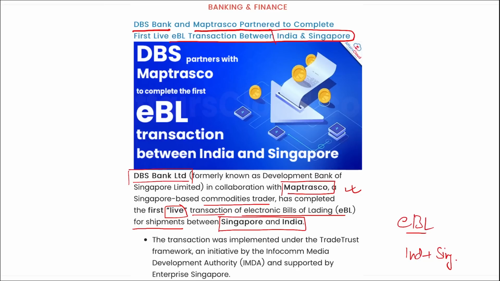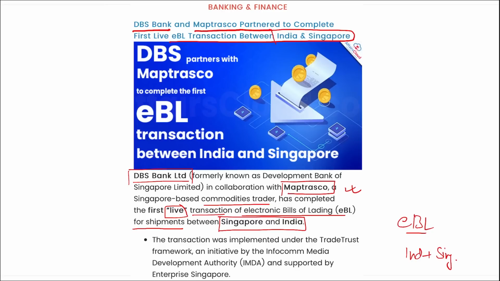Then next, remember, this shipment or the transaction was completed under the trade trust framework. With this first shipment, businesses in Singapore and India can now access the benefits of the trade trust network via their preferred trade trust enabled partners. Correct?